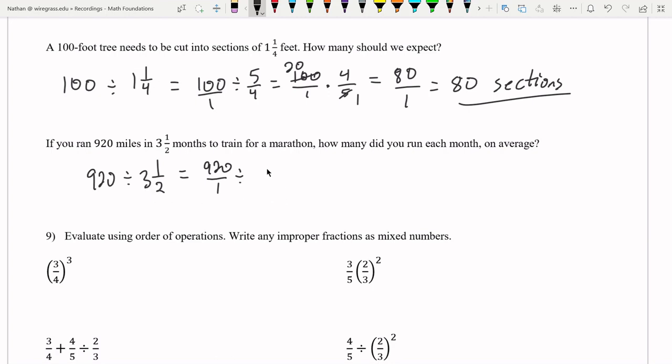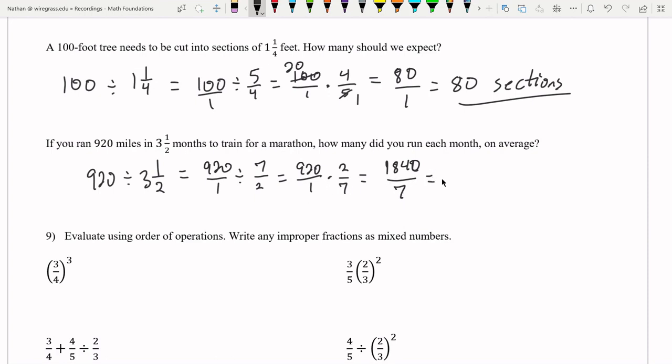2 times 3 is 6, plus 1 is 7. Multiply by the reciprocal. And let's see if 7 can go into 920. It cannot. So I'm going to go straight across. 920 times 2 is 1840. And 1 times 7 is 7.